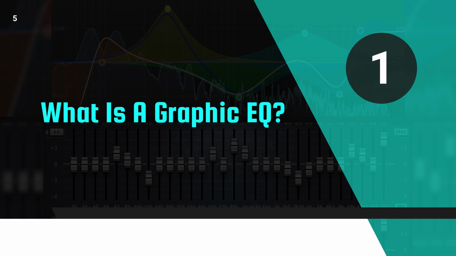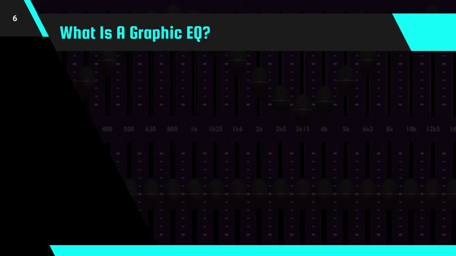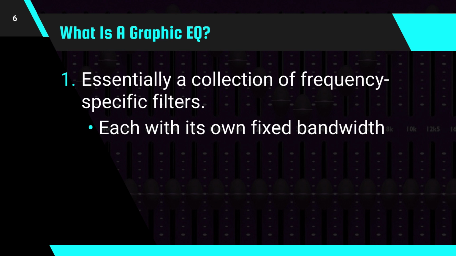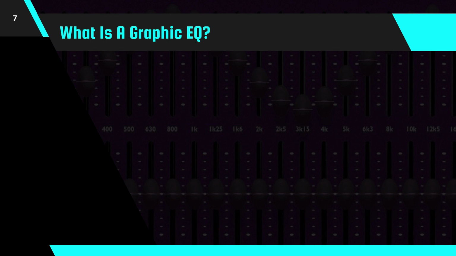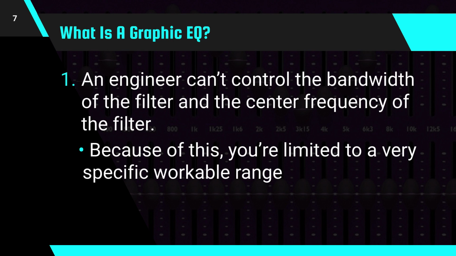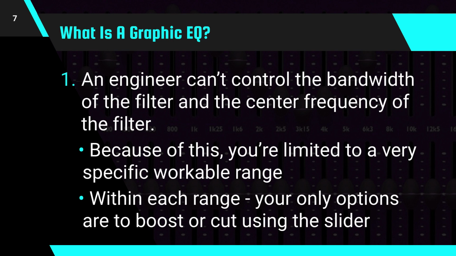First, let's talk about what exactly a graphic EQ is. A graphic EQ is essentially just a collection of frequency-specific filters, each with its own fixed bandwidth. They come in various sizes from as little as 3 bands, like low, mid, high EQ on a guitar amp, all the way up to 31 band versions, also called third octave EQs because each band is a third octave away from the next. With a graphic EQ, an engineer can't control the bandwidth or Q of the filter, and they can't control the center frequency of the filter either, and because of this, you are limited to a very specific range to work with. Within each range, your options are only to boost or cut using the slider to raise or lower the gain.